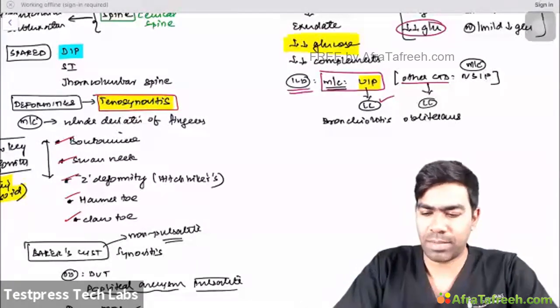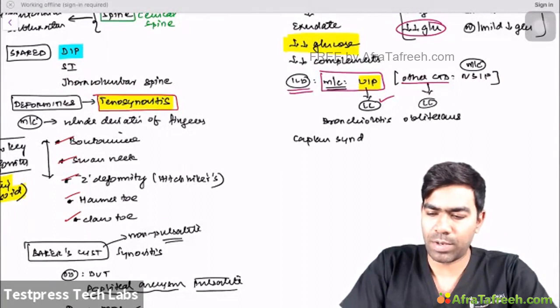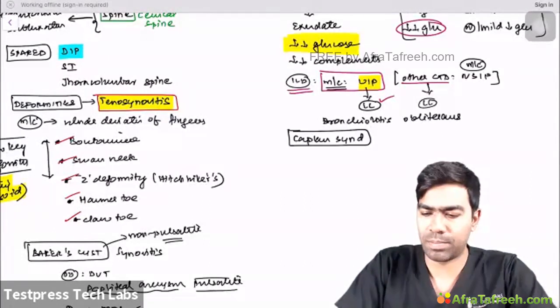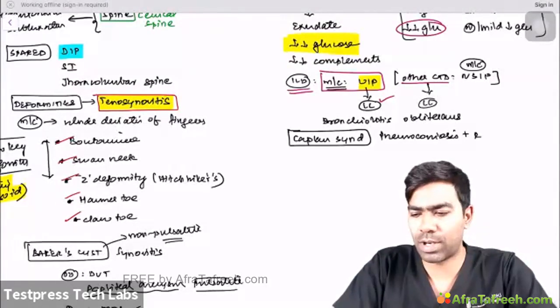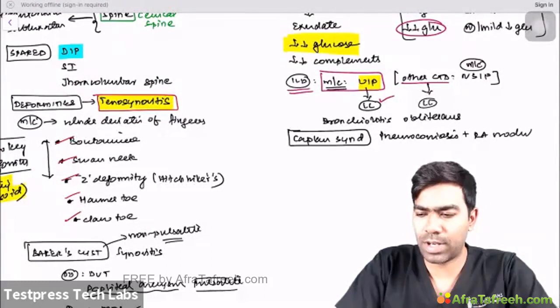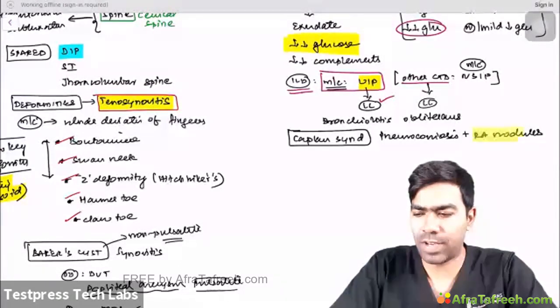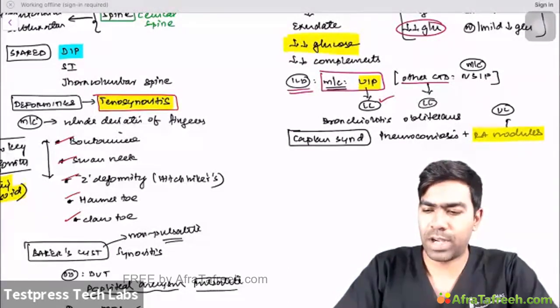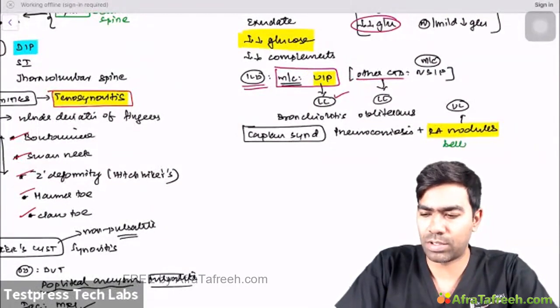At the same time, there is another entity called Kaplan syndrome. What do you mean by Kaplan syndrome? This is background pneumoconiosis, which increases the risk of developing rheumatoid arthritis. Once they develop rheumatoid arthritis, they develop rheumatoid nodules in the lung. This combination is what we refer to as Kaplan syndrome. Suppose somebody asks you where rheumatoid nodules are common in the lung, it will be the upper lobe.